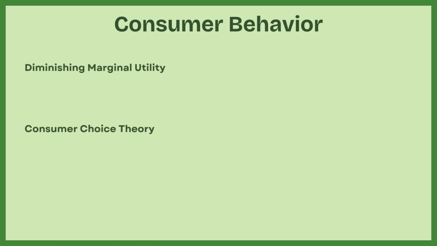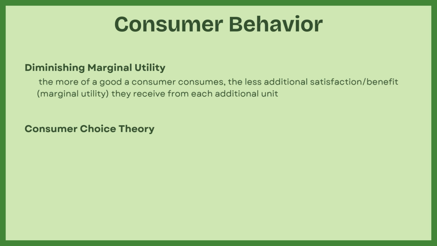Before moving on, we need to discuss consumer behavior. Marginal analysis can be applied to consumer behavior by understanding the concept of diminishing marginal utility and the consumer choice theory. The law of diminishing marginal utility states that the more of a good a consumer consumes, the less additional satisfaction, benefit, or marginal utility they receive from each additional unit. In the ice cream example, as you consumed more ice cream, your total utility increased but your marginal utility decreased.